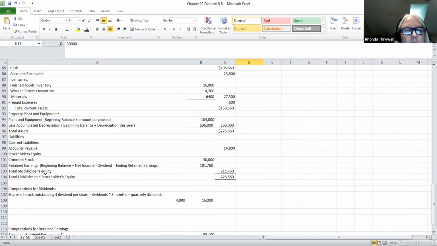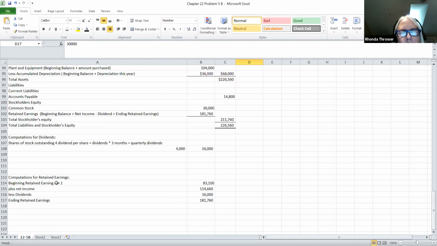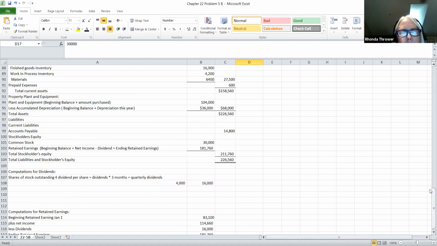And retained earnings is your beginning retained earnings balance plus net income minus your dividends. That'll give you the ending retained earnings. And I figured this up for you down here where it says computations for retained earnings. This is how I got the ending retained earnings amount. But again, if you don't understand this, don't worry. This is about corporations, and we really haven't studied corporations. The dividend that is calculated in here is also here.